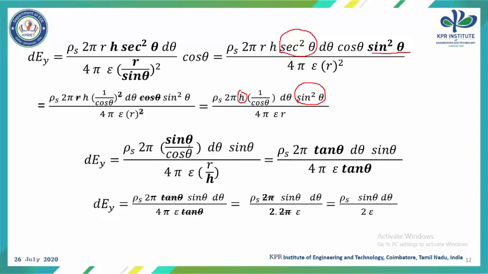Now what is sin theta by cos theta? It is equal to tan theta. From the figure, what is r by h? You just go to the figure and find this value. r by h is equal to tan theta. So now this term and this term are going to get cancelled. So what is remaining? dEy equal to rho s into sin theta into d theta divided by 2 epsilon.